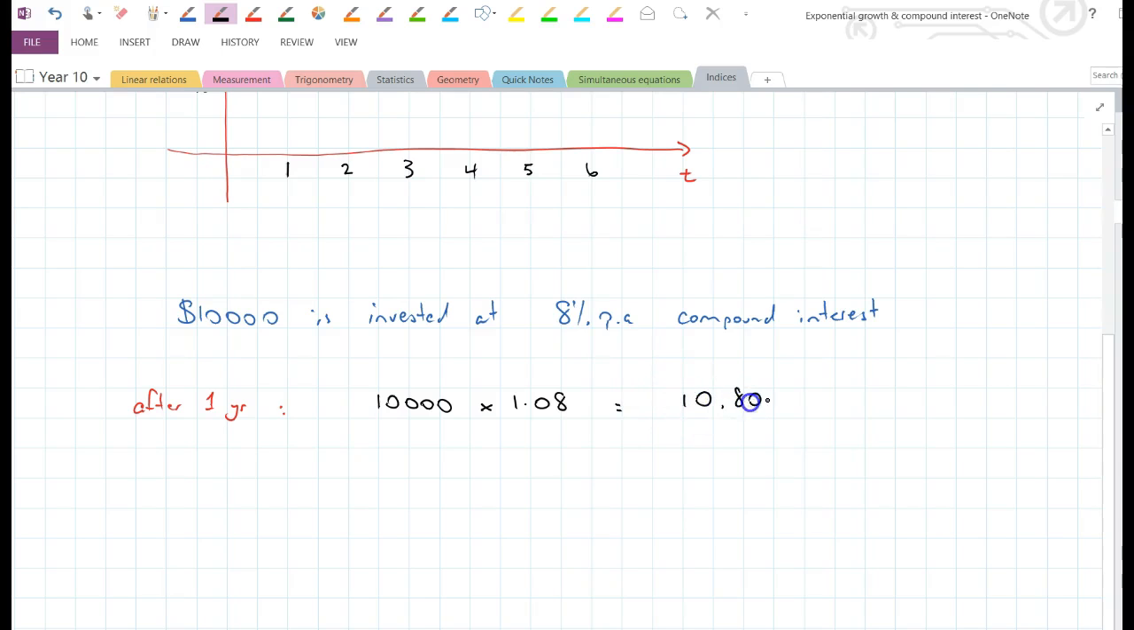So that is now our balance after 1 year. That balance then gets taken into the 2nd year, and the investment now earns 8% in the 2nd year, but on the new balance. So the new balance is 10,800, and we times that by 1.08 to get our balance at the end of the 2nd year.